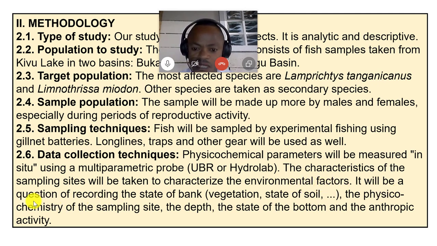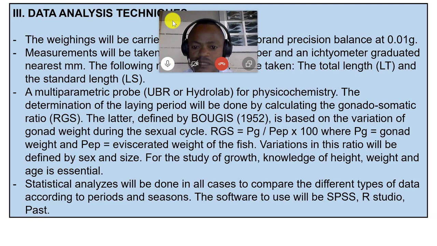It will be a question of recording the state of the bank, vegetation, state of soils, and so on. The physicochemistry of the sampling sites, the depths, the state of the bottom, and the anthropogenic activities.